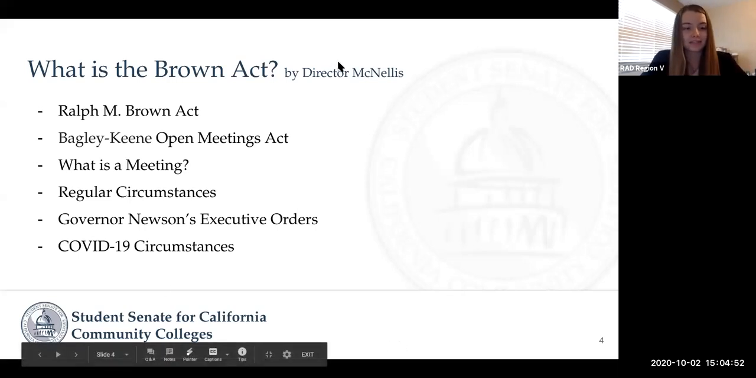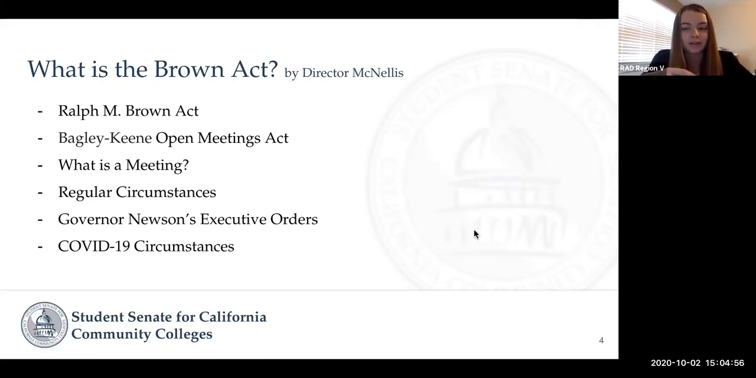And then next up is the Bagley-Keene Open Meetings Act. This act generally requires all state boards and commissions to do a few things, right? So that includes publicly notice your meetings, prepare agendas, accept public comment, and conduct your meetings in public unless specifically authorized to meet in closed session, which is very, very rare.